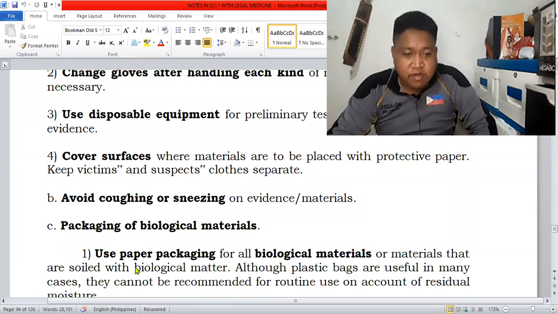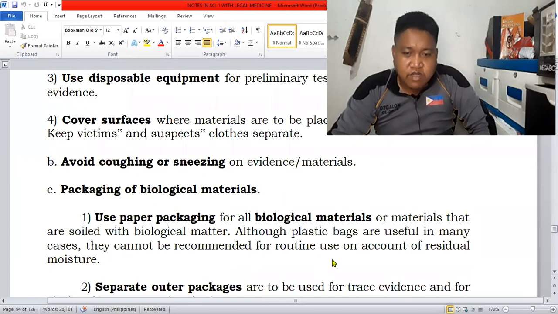That is important, because when you collect evidence, you have to package it to preserve it. Use paper packaging for all biological materials or materials that are soiled with biological matter. Although plastic bags are useful in many cases, they cannot be recommended for routine use on account of residual moisture. Because plastic bags tend to retain moisture.